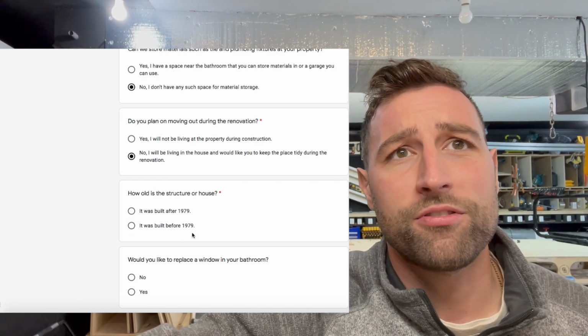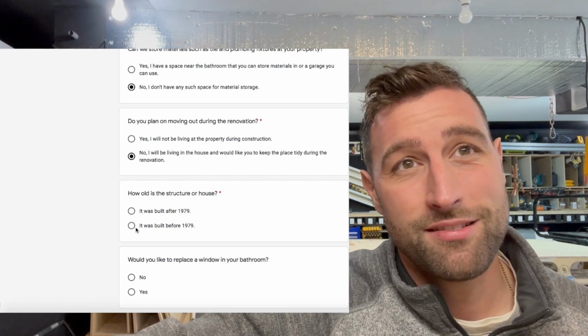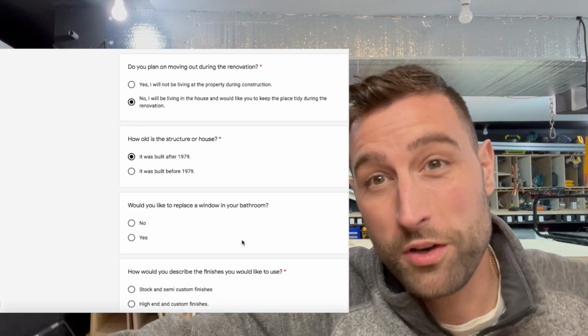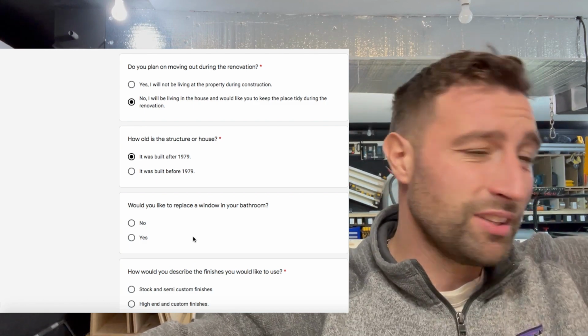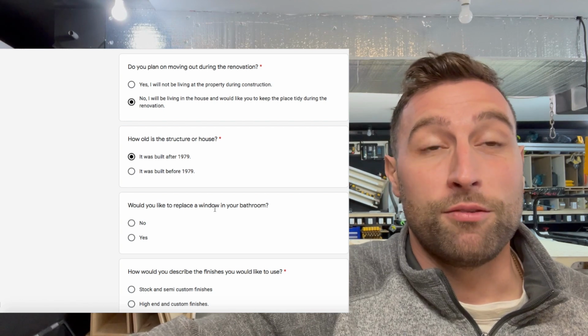How old is the house? If it was built before 1979, there's going to be lead there. There's going to be problems. If it was after, we don't have to follow the EPA guidelines on lead. We can save money, basically. We're not going to add on.